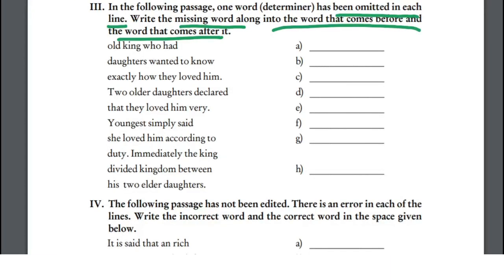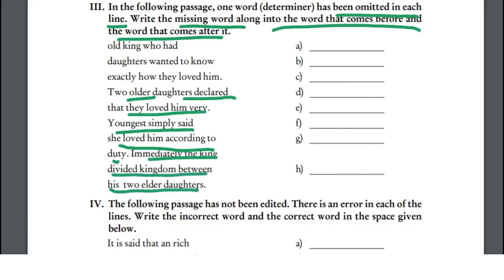Old king who had daughters wanted to know exactly how they loved him. Two daughters, two older daughters declared that they loved him very. Youngest simply said she loved him according to duty. Immediately the king divided kingdom between his two daughters, two elder daughters.